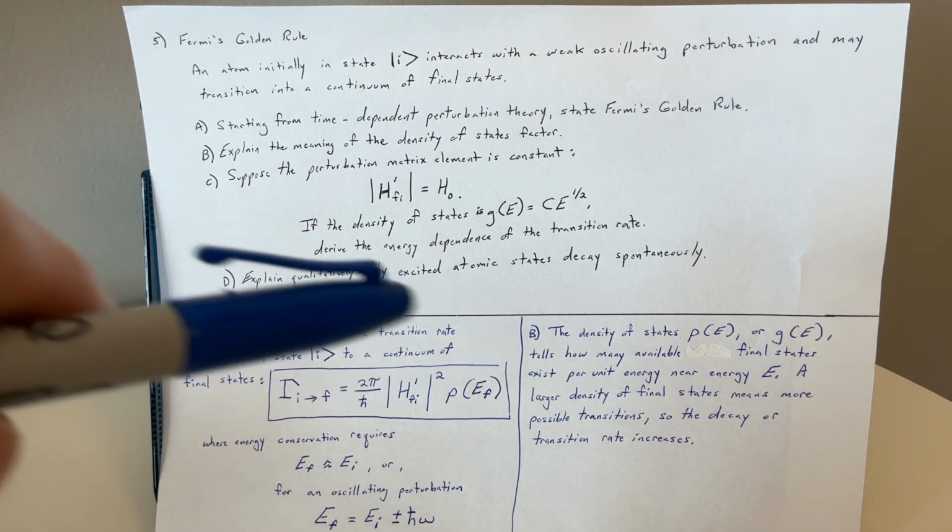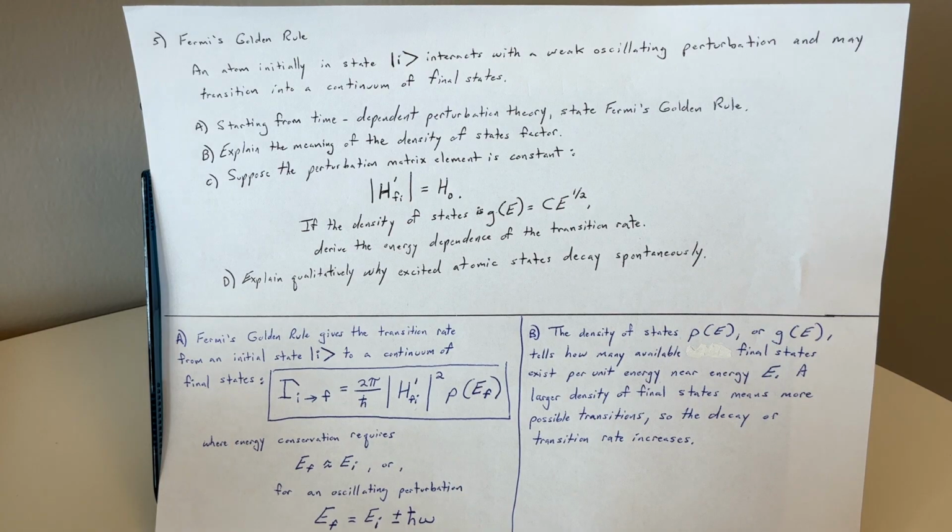So let's move on to B. Explain the meaning of the density of states factor. For part B, the density of states, rho of E or g of E, tells how many available final states exist per unit energy near E. A larger density of final states means more possible transitions, so the decay or transition rate increases. So that takes care of letter B.